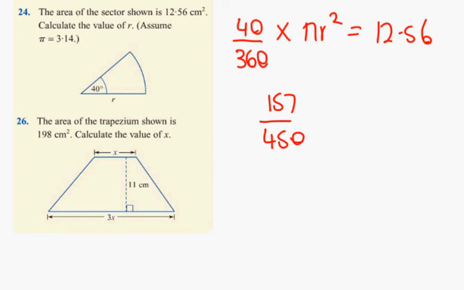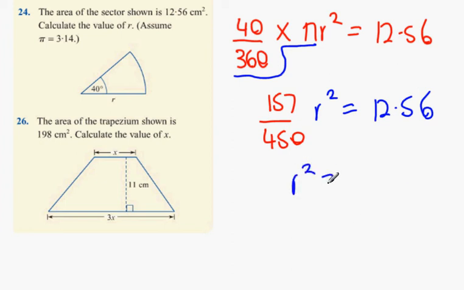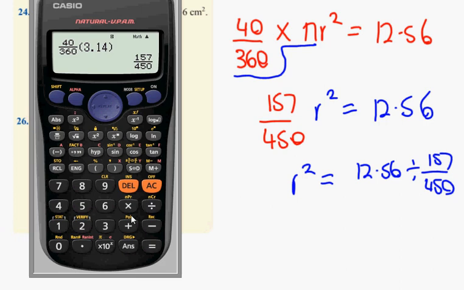And that accounts for everything here in the blue. And it's going to be r squared equals 12.56. Fractions are always more accurate than decimals. Always. So all I have to do to find out what r squared is, I get 12.56 and I divide it by 157 over 450. Because it's already saved in my calculator, I can use the answer button. Okay, so it makes my job quicker.